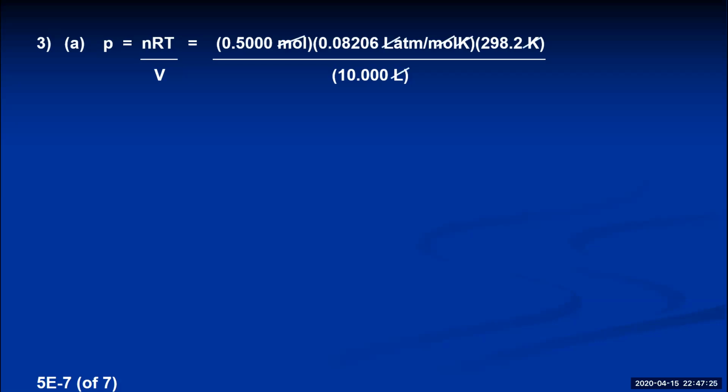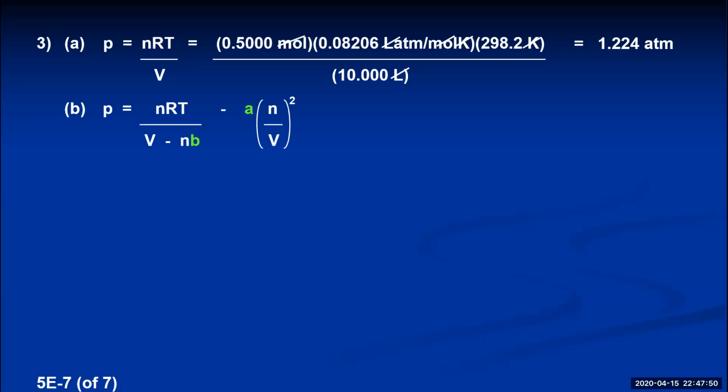Moles, liters, and Kelvin cancel out, leaving the units of atmospheres, and to 4 significant figures, the ideal gas law equation would predict that this particular gas would exert a pressure of 1.224 atmospheres. If we want to account for the fact that molecules actually attract and take up space, we would have to solve for the pressure using the van der Waals equation, and that would require you looking up the van der Waals constants for nitrogen gas.